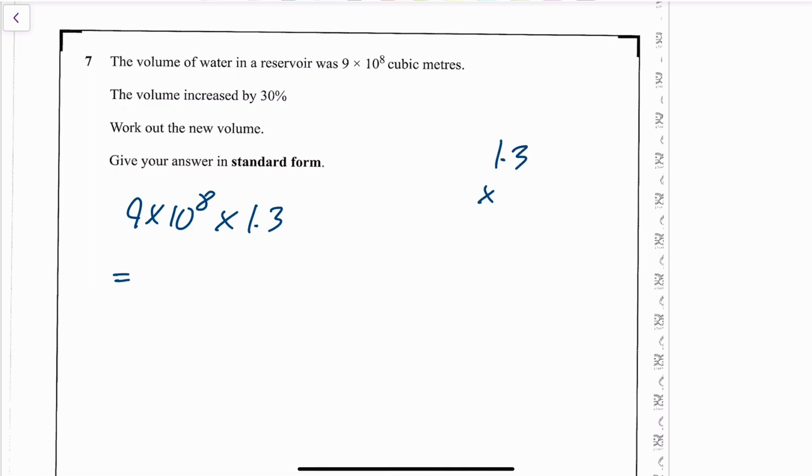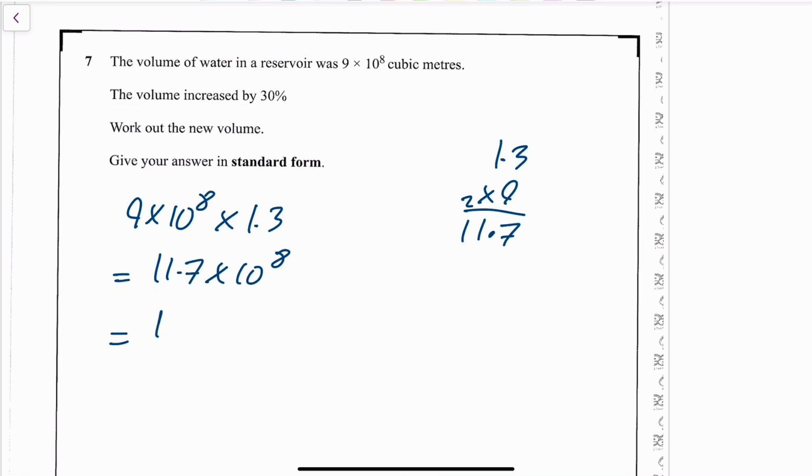We'll just do 1.3 times 9. And 9 times 3 is 27. 9 times 1 is 9. Plus that is going to be 11. And so it's going to be 11.7. So it's 11.7 times 10 to the power of 8. That's not what I would call standard form.